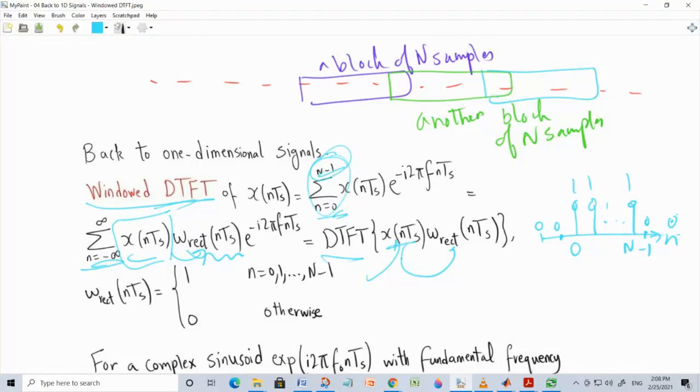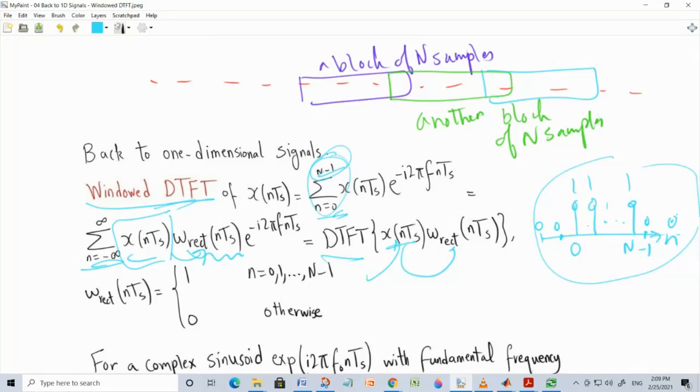So if you multiply two signals in the time domain, what you get is not the spectrum of one signal. You get the spectrum of the two signals convolved. Okay, and so basically what you get here is that you don't actually get the DTFT of x of nTs. What you get is that spectrum convolved with the spectrum of the rectangular window, which is basically a discrete time signal that is one from 0 to big N minus 1 and 0 elsewhere.